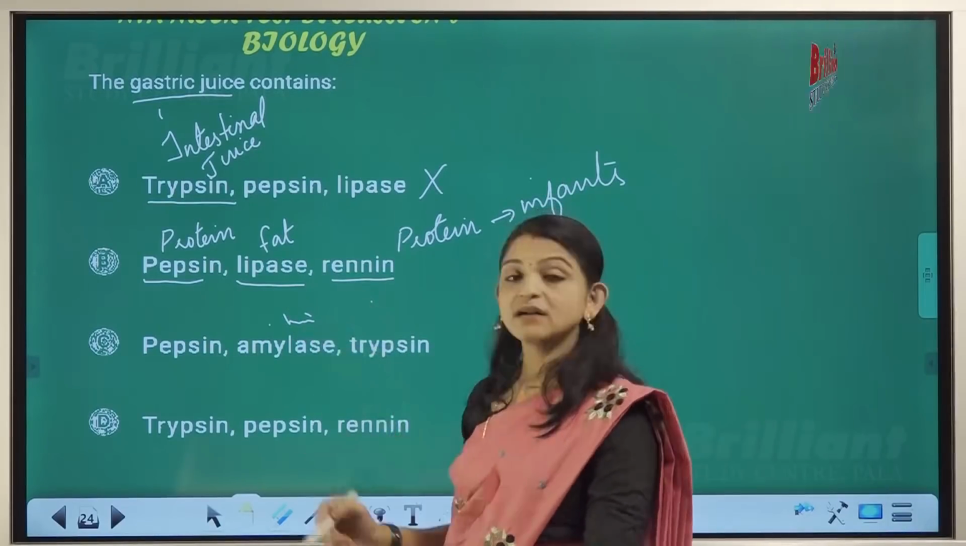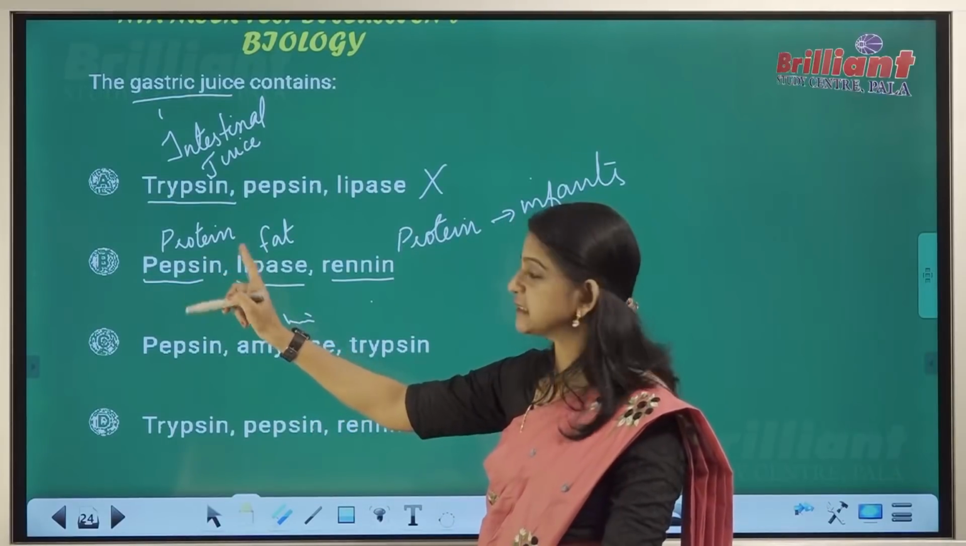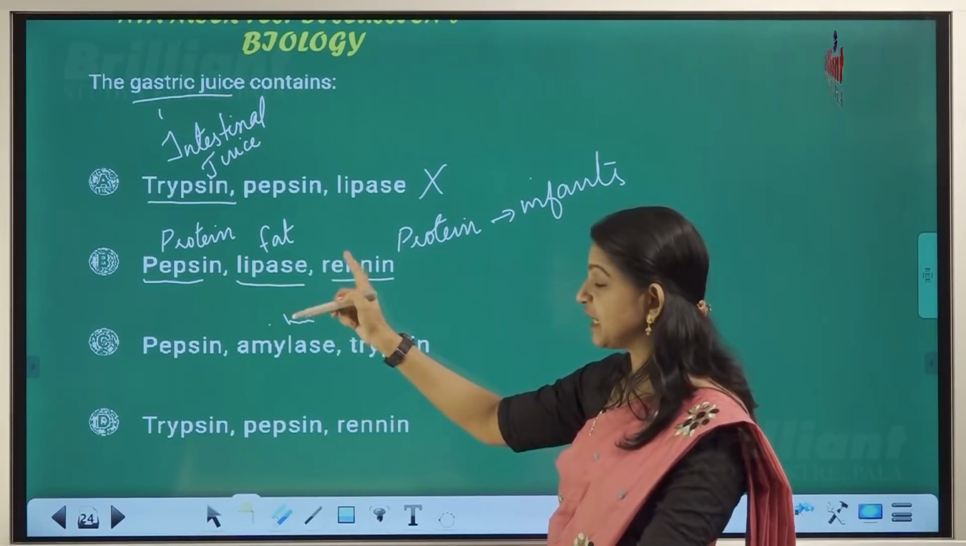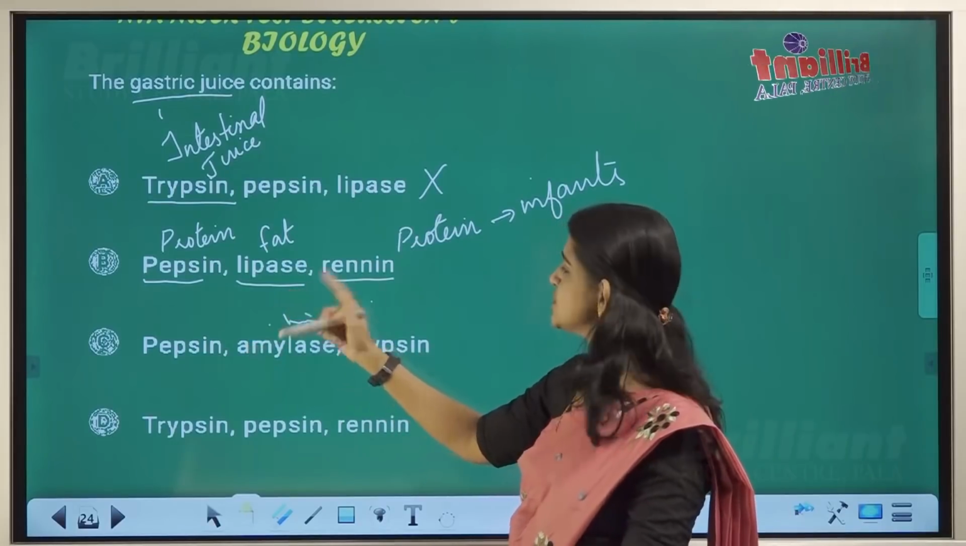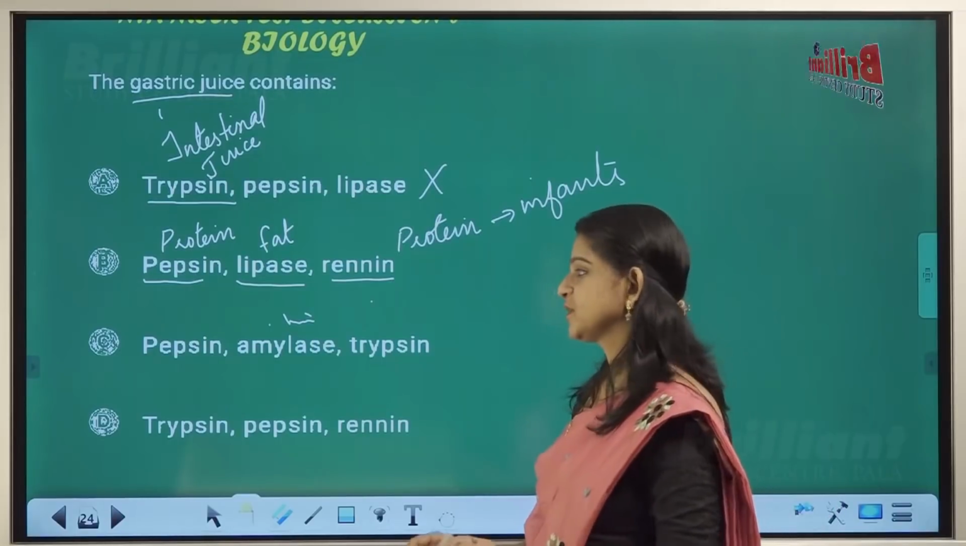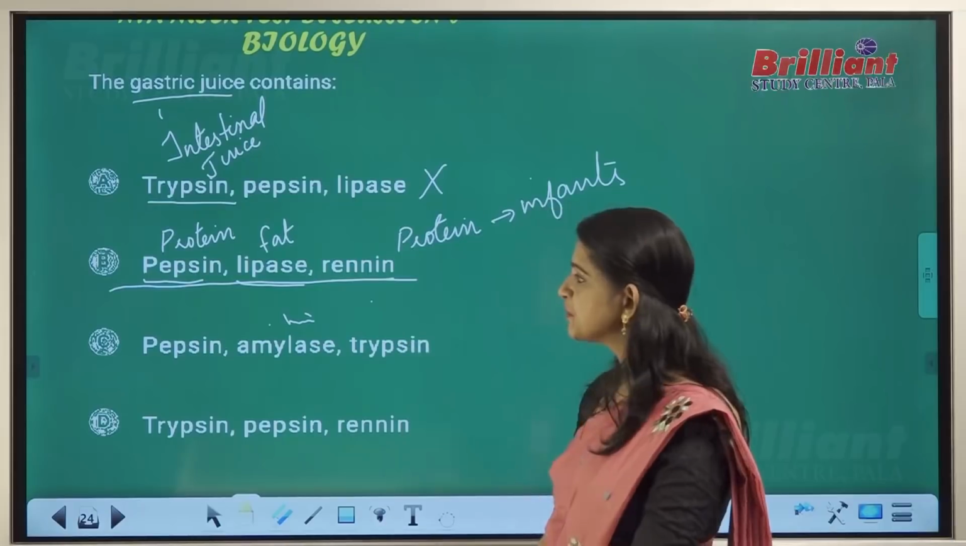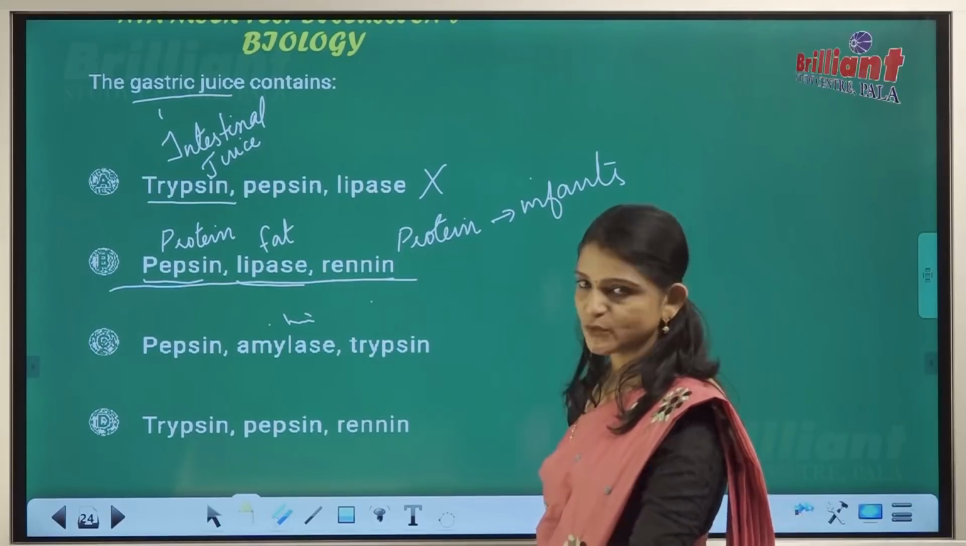So all these are the part of gastric juice. Pepsin, protein digesting enzyme present in adult. Lipase, fat digesting enzyme present in gastric juice. Then renin, protein digesting enzyme present in infants. So we can choose the answer. The gastric juice contain pepsin, lipase and renin.